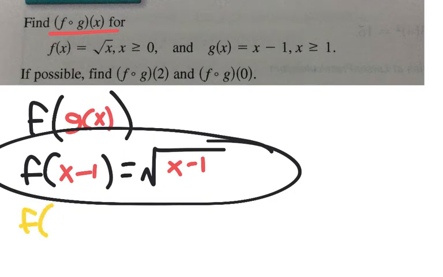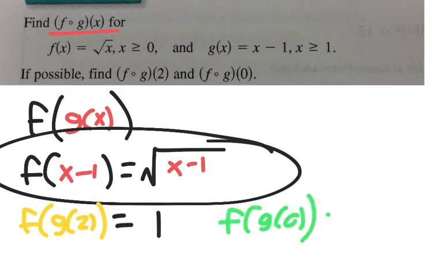And so now it tells me to find f of g of 2, if possible. The way that I would do that, you could plug in 2 here. 2 minus 1 is 1. The square root of 1 is 1. So f of g of 2 is 1. And then it wants me to find f of g of 0. So now if I plug in 0 here, 0 minus 1 is negative 1. If I take the square root of negative 1, that's not possible. So this one does not exist.